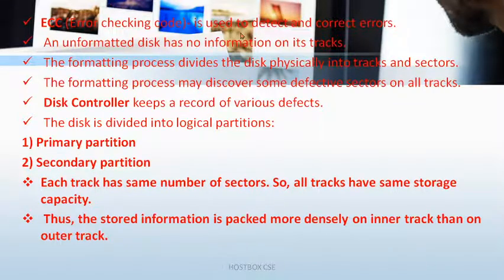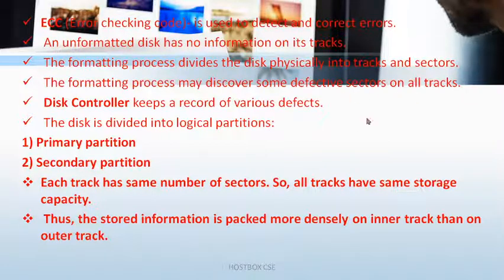Here error checking code is used to detect and correct errors, and also the disk controller. Now, the disk controller is a very important one, the heart of the hard disk or magnetic disk. It keeps a record of various defects and is also divided into two portions, one called the primary portion, another called the secondary portion. Each track has some number of sectors, so all tracks have the same storage capacity. Remember, if you have 5 tracks, each track saves some data only, and the stored information is packed more densely on the inner track and outer track.